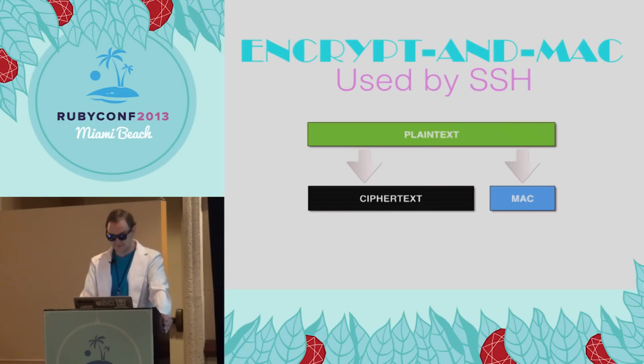So the third way, which is used by SSH, we take the plain text and we encrypt it. Then we get the ciphertext, and then we take the original plain text and we compute the MAC of that, and then we put the ciphertext and the MAC of the plain text together.